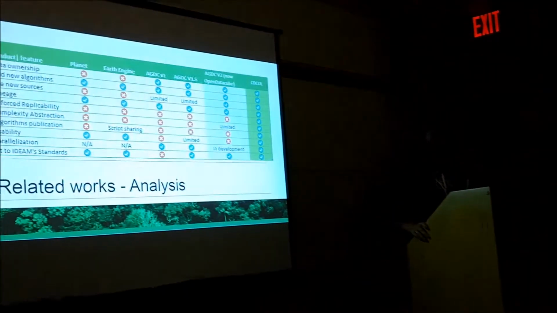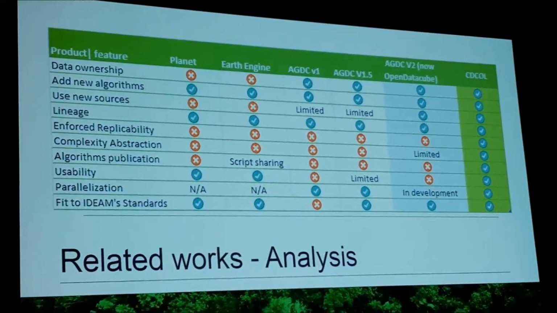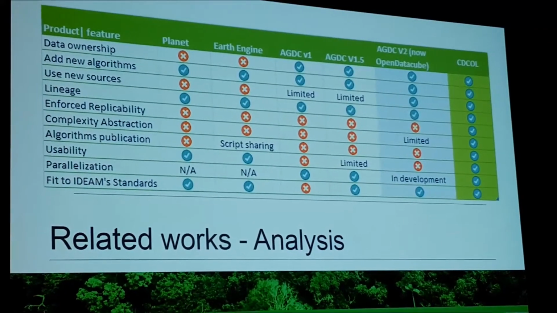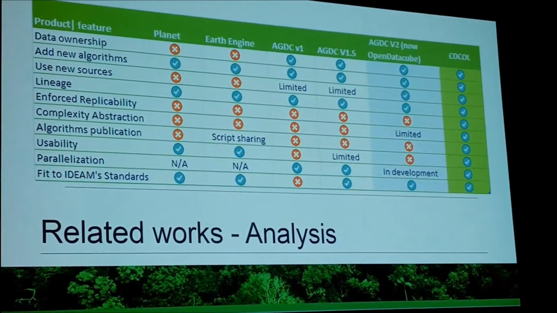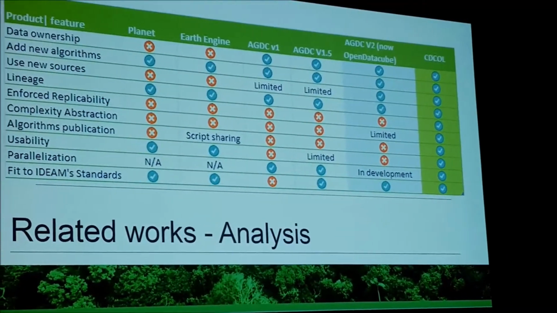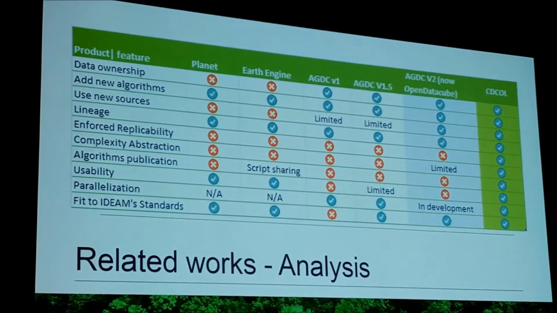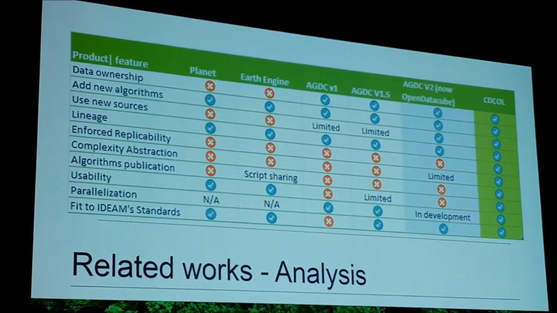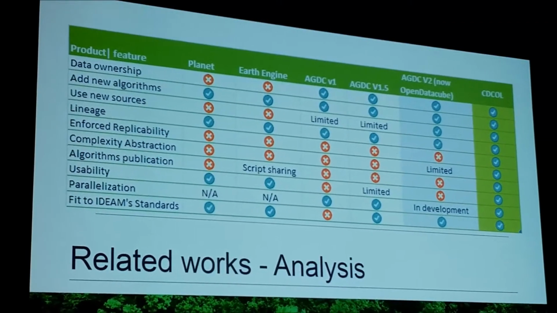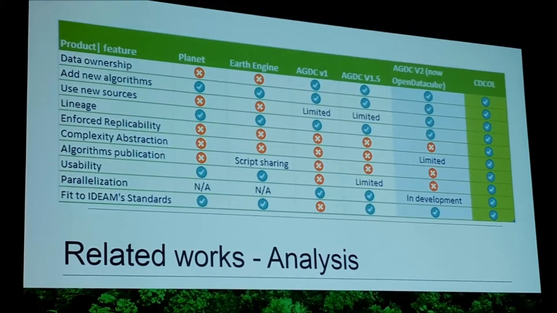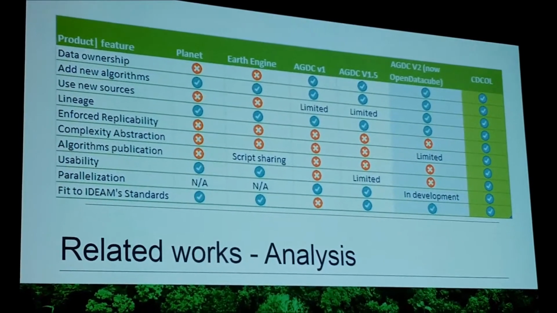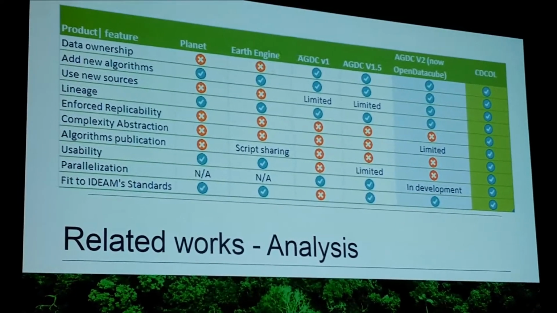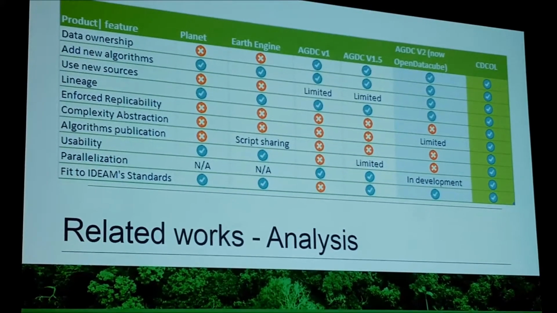So when we started thinking about our own data cube, we were thinking about some goals. We wanted to have ownership of our data. We wanted to add and code new algorithms. We wanted to use different sources of observation data. We wanted to be sure of our lineage, our data. We want to enforce replicability. We want complexity abstraction. We wanted to publish our algorithms. We want good usability, an easy way for the user to use our data cube. We want to work on the parallelization of the process, and also we want to fit our own standards, our IDEAM standards. That means we wanted to continue our operation of the forest and carbon monitoring system.